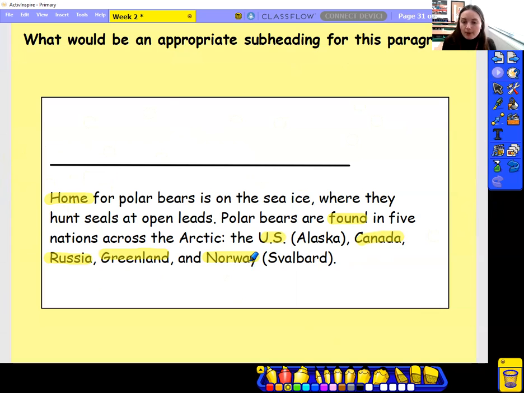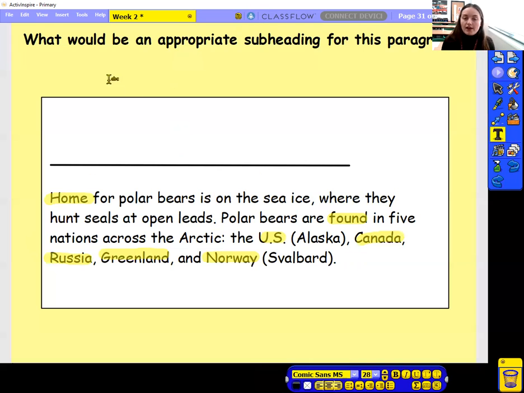Fantastic. I am talking about where polar bears live. I have said that their home is on the sea ice. I have said where they hunt their food. I have said the 5 places that they are found where they live. So I'm talking about where they live. So now that I know that, I need to write that as a question. So I'm going to have my question word first and then my question mark at the end.